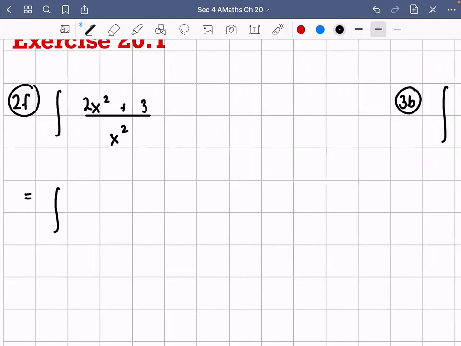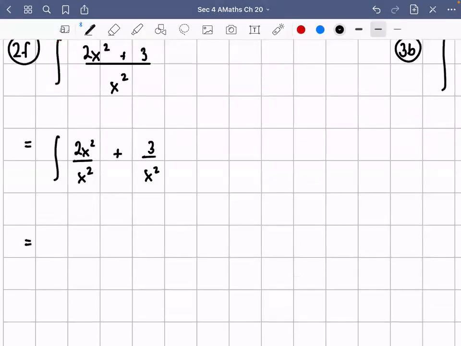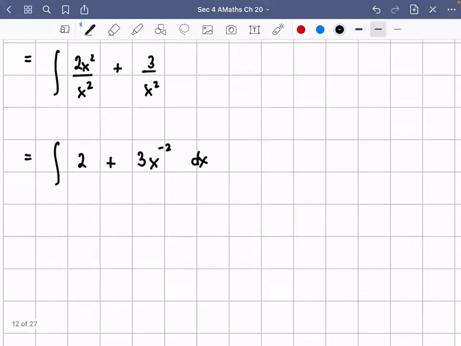Okay, so again, 2x squared plus 3. So basically, you need to divide them. So 2x squared divided by x squared plus 3 over x squared. Okay, so basically you cancel this. So your new question is 2 plus 3 times x raised to negative 2. Okay, so let's answer this now.